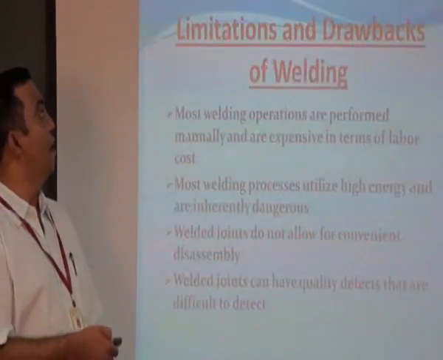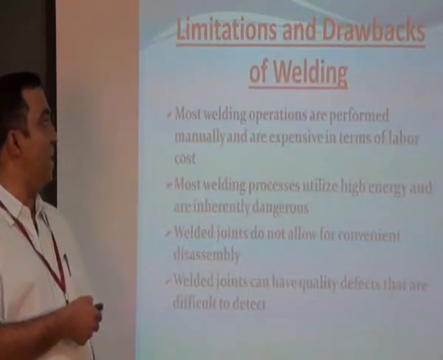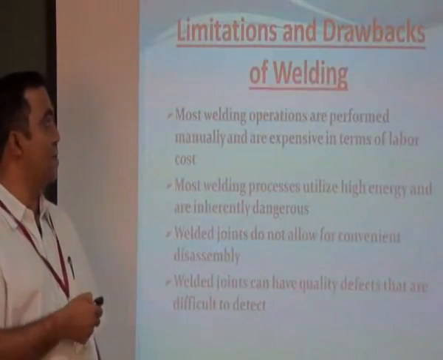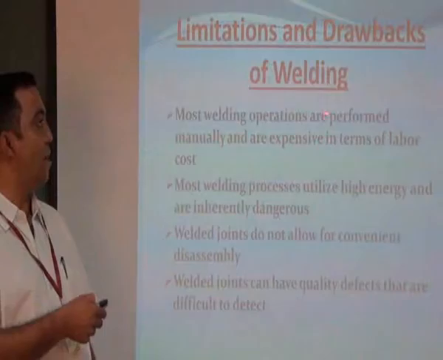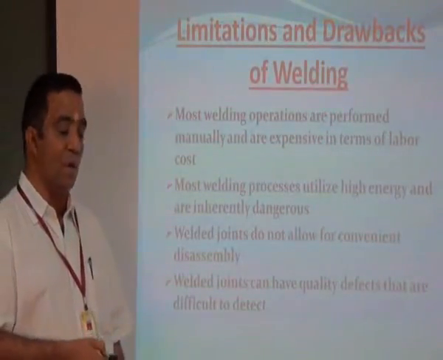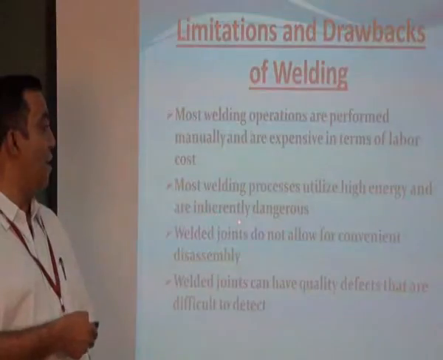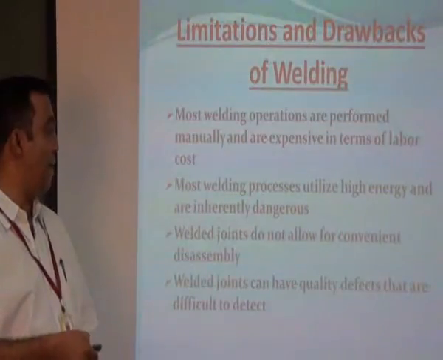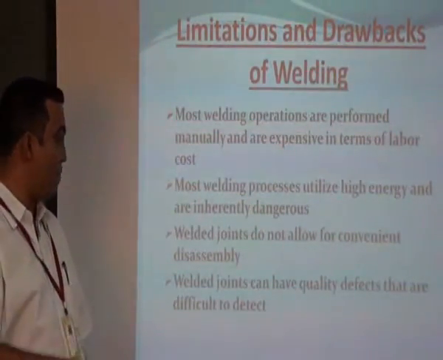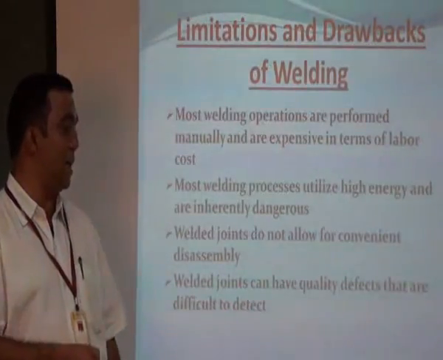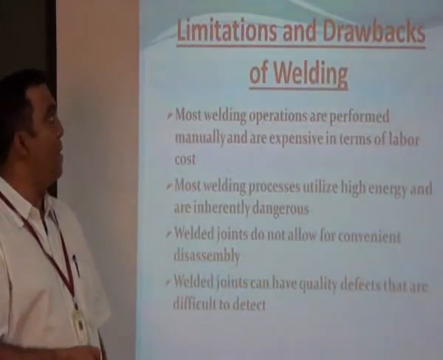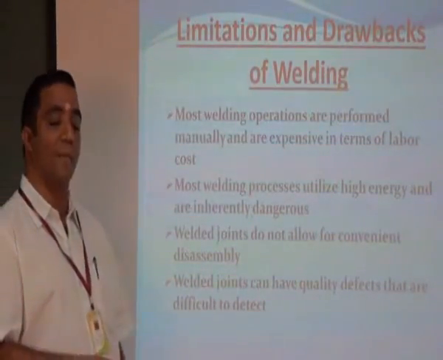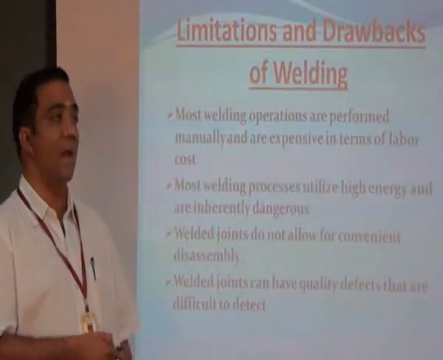applications in engineering. Limitations and drawbacks of welding. Most welding operations are performed manually and are expensive in terms of labor cost. This is true because, unlike other manufacturing processes, welding involves a lot of skill. Most welding processes use high energy and are inherently dangerous. And welded joints do not allow convenient assembly and disassembly because it is a permanent joint, and welded joints can have quality defects that are difficult to detect. These are the very important drawbacks of welding. However, in spite of these drawbacks, welding is carried out for structural applications in engineering.